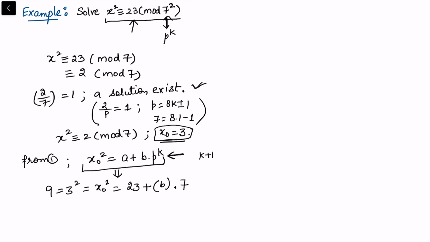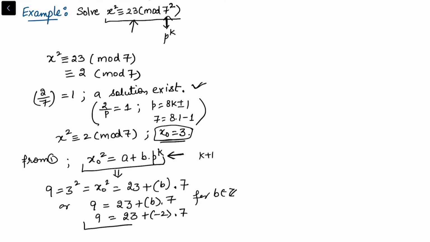So this expression means, or I may say, 9 is equal to 23 plus b into 7. This result should hold for some b belonging to the integers, and by looking at this expression we can directly say that 23 plus minus 2 into 7 will hold the result. So we know what b is. b is equal to minus 2.